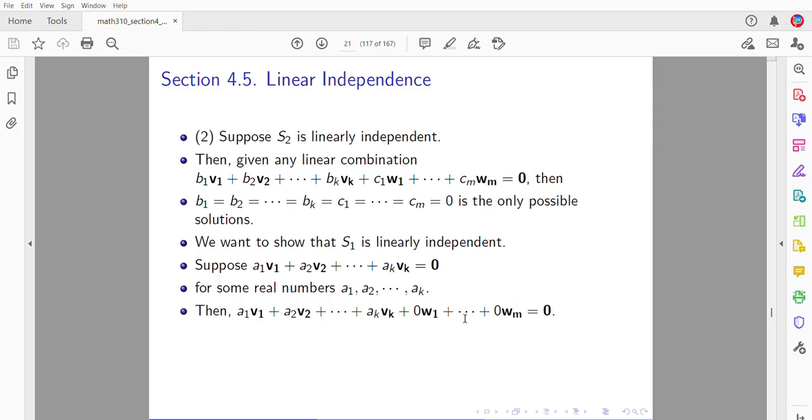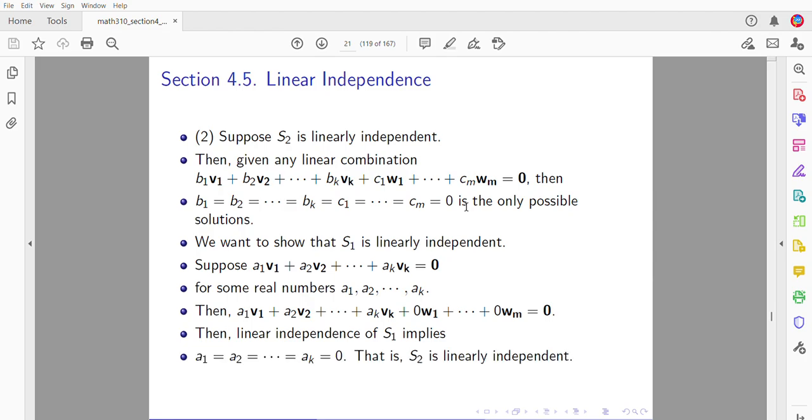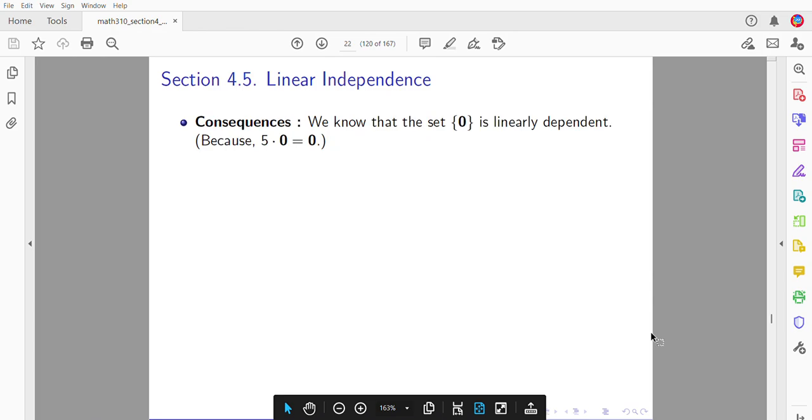But you see, we have assumed that the bigger set is linearly independent. That is, a combination can give you 0 only if the coefficients are 0. That's the only possible solution. So all the coefficients have to be 0, not just these, even the a's have to be 0. So we started with a linear combination of the smaller set and found out all the coefficients had to be 0. So the smaller set has to be linearly independent.